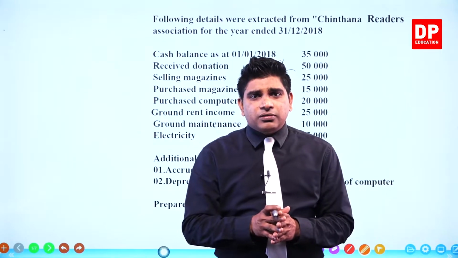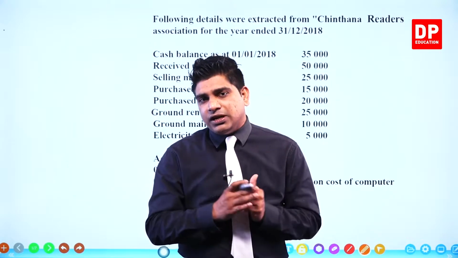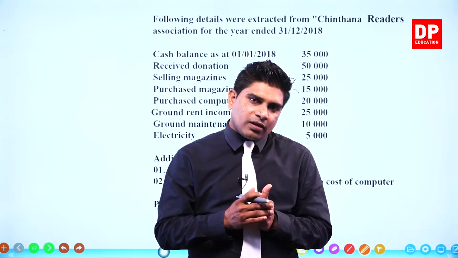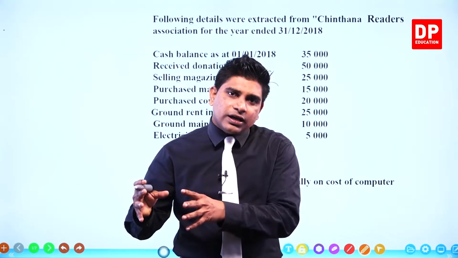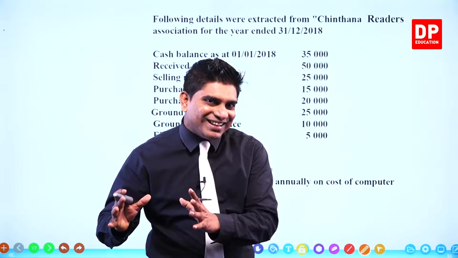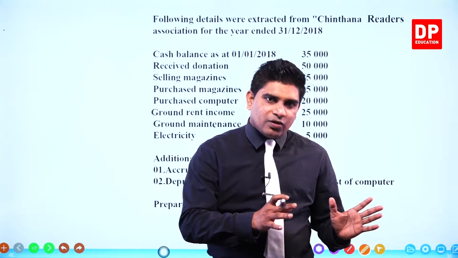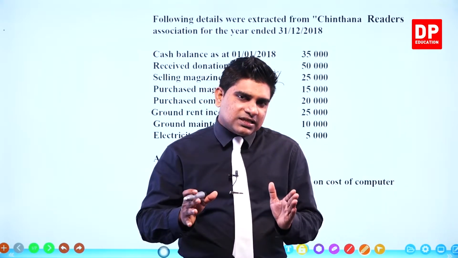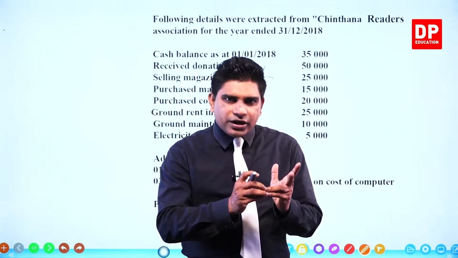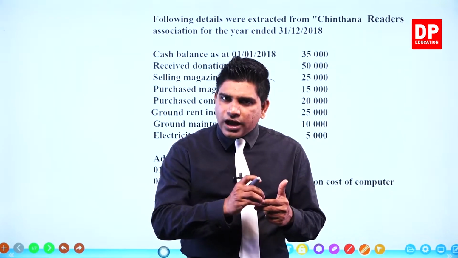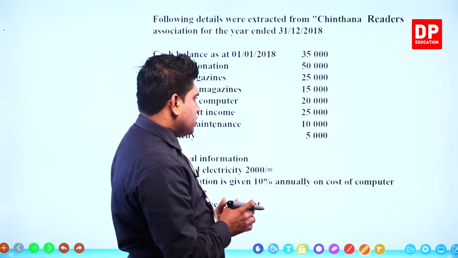The other account maintained by a not-for-profit organization is the income statement. It is 100% similar to the profit and loss statement. What you record in the profit and loss statement, here we record. What you do not record in the profit and loss statement, here also we don't record. The theory is accrual basis. Whether we received or not, annual income we record here. Whether we paid or not, annual expenses we record here. So, let's move to the question.